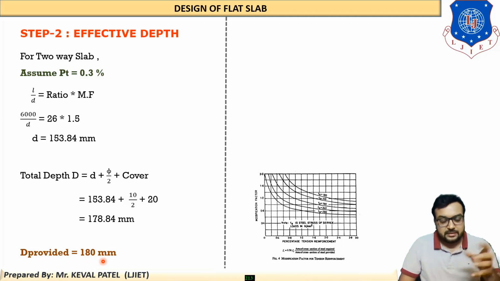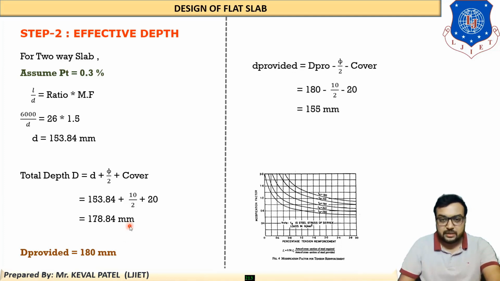So students, this is our capital D provided. After finding capital D provided, the next step is to find small d provided. What is the equation of small d provided? The equation of small d provided is capital D provided minus diameter by 2 minus cover. We put in all these values and we get our answer, 155 mm. So this is our small d provided.